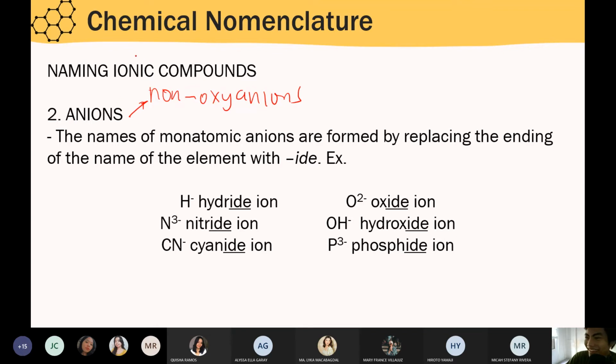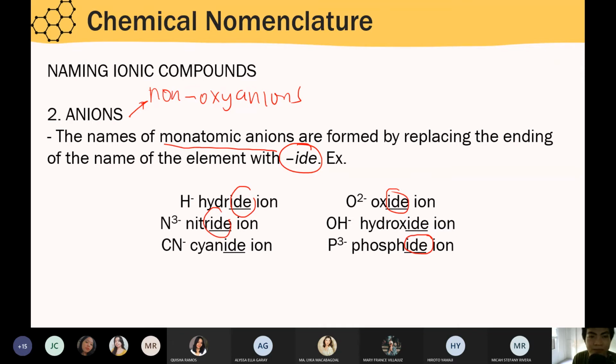Kaya nadigay. Anyway. If you have a non-oxyanion, especially a monoatomic anion, they usually end with the suffix -ide. Okay, parang Japanese siya. Monoatomic anions usually end with the suffix -ide. Examples are the following: hydride, oxide, nitride, phosphide. All of those end with the suffix -ide.